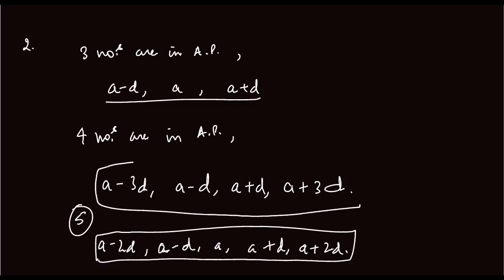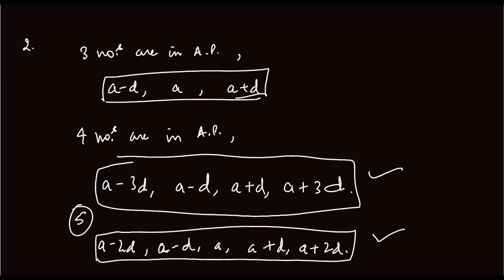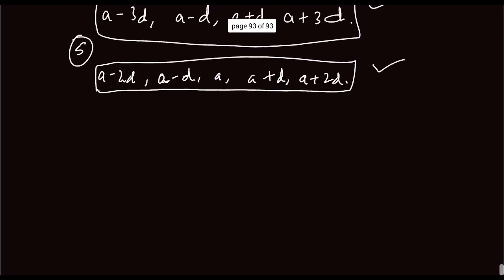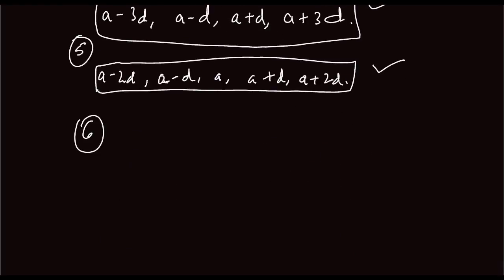You can easily evaluate A and D from here if you use these 3, these 4 and these 5. For 6, you can use A minus 5D, A minus 3D, and so on. I think you got the concept. A minus D, A plus D.